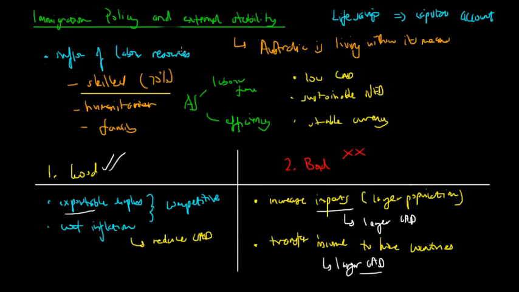So the overall result between immigration policy and external stability is fairly discretionary, so we don't know what actually happens to external stability. But this is the theory behind how immigration policy can impact our external stability, or how it can impact our current account.